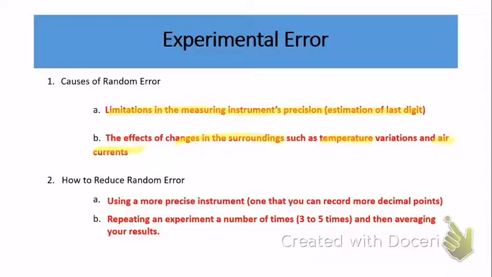All right. So how can we reduce random error then? Two major things. First of all, we can use a more precise instrument, one that we can record to more decimal places. The better instrument precision that we have, the less random error that's going to occur. Also, a biggie, which we mentioned in part 1, is that it's important to repeat the experiment a number of times. Typically, we like to do it 3 to 5 times, and then we take all of that experimental data and average the values, and we use our average value as a way of looking at the reduced random error.